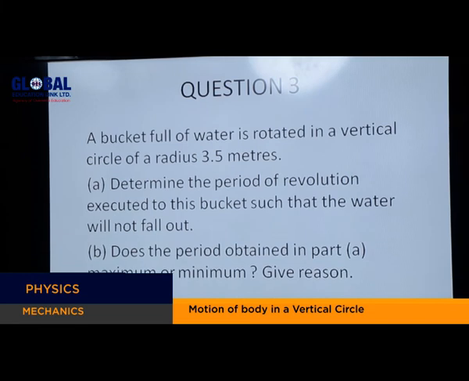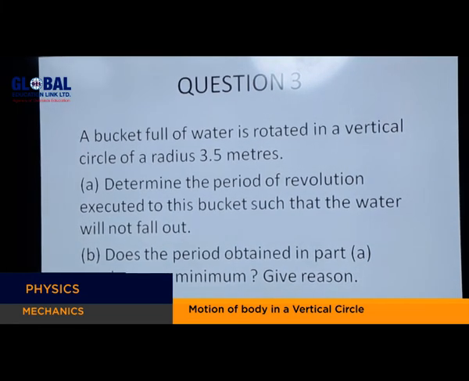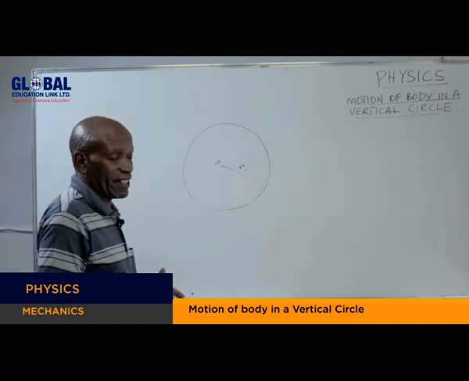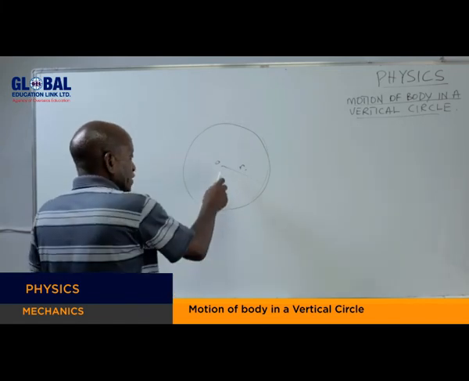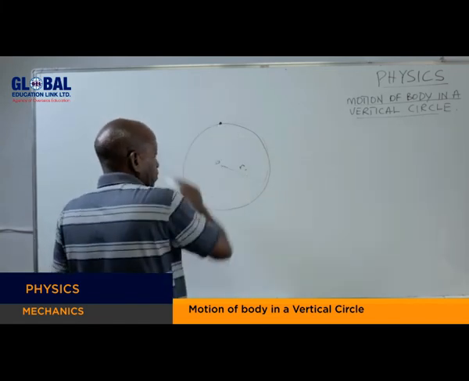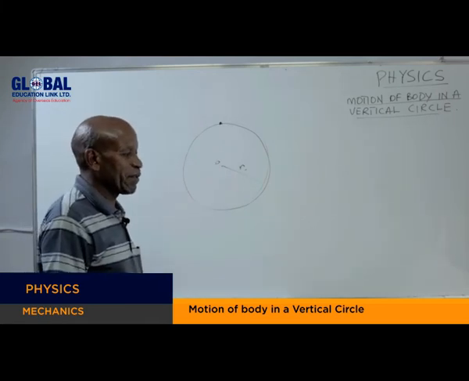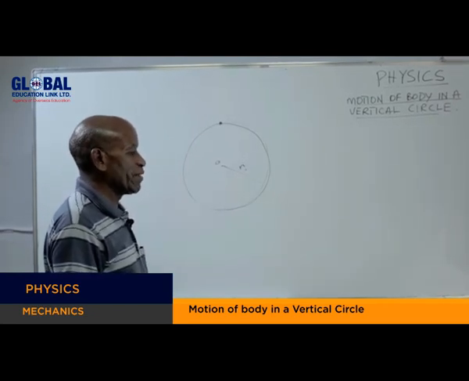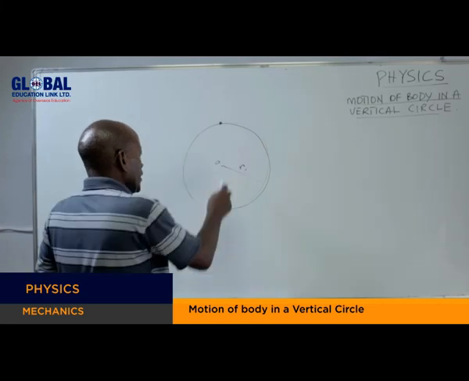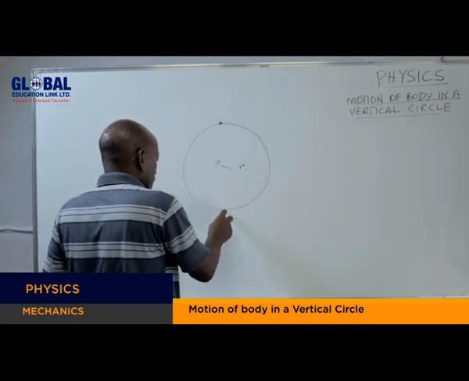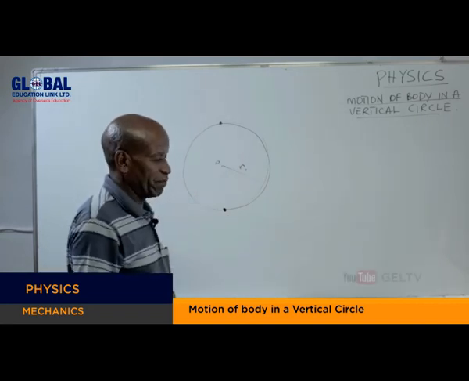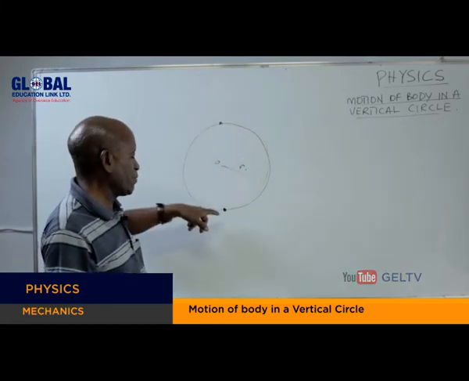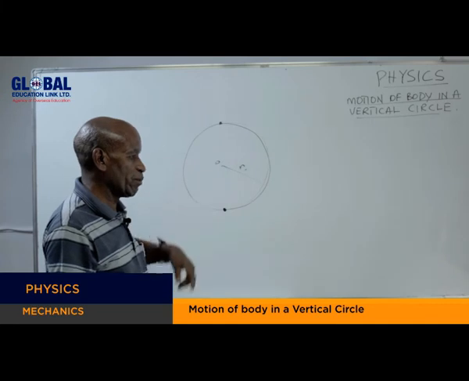So the period of revolution executed by this bucket such that the water will not fall out will depend upon the forces which can hold this particular water in the bucket. And very basically, you need to look at the situation whenever the bucket is passing at the top, and also whenever the bucket is passing at the bottom. So we have the minimum velocity whenever it's passing at the top, as well as the minimum velocity whenever it's passing at the bottom.